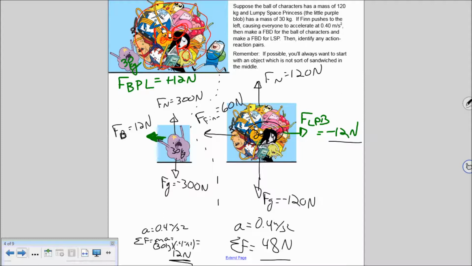There is our free body diagram, and the two green forces are our action-reaction pair, right? The big ball of characters is pushing Lumpy Space Princess forward, and Lumpy Space Princess is pushing the ball of characters backwards, right? She's sort of slowing them down. If she wasn't there, the ball would be moving faster, right?